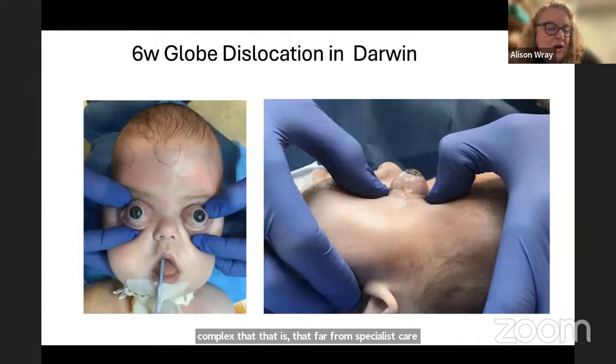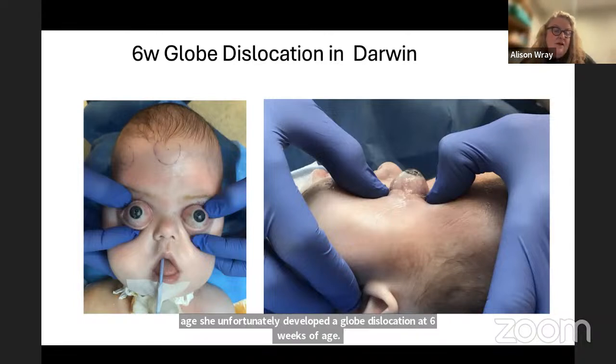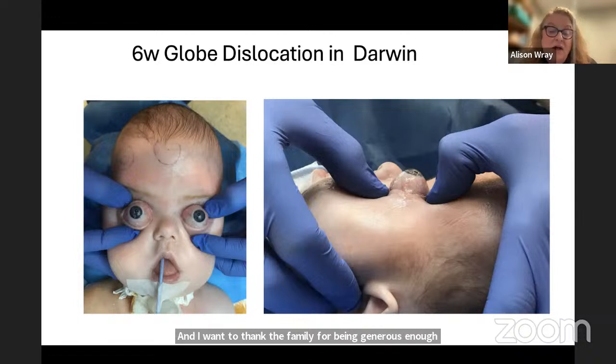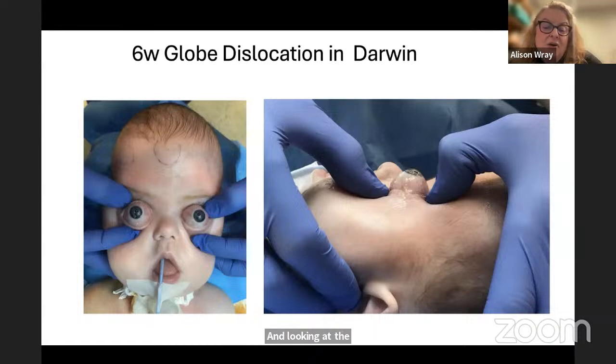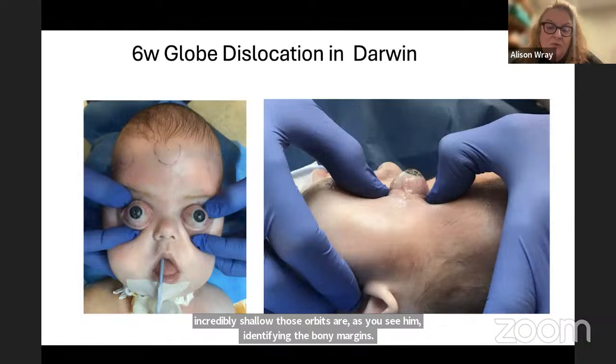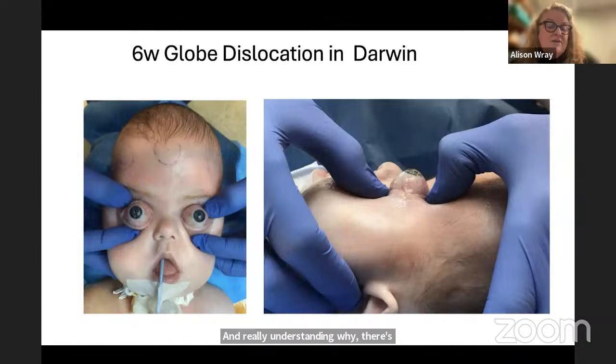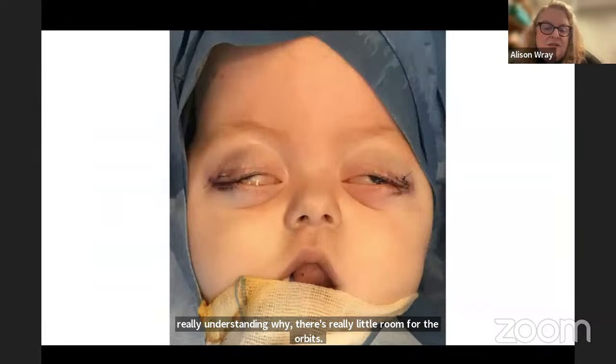And once she was stabilized and went home at 4 weeks of age, she unfortunately developed a globe dislocation at 6 weeks of age. And I want to thank the family for being generous enough to allow me to show these identifiable pictures so that you can really understand what a globe dislocation looks like. Looking at the ophthalmic surgeon's fingers there, see how incredibly shallow those orbits are as he identifies the bony margins, and really understand why there's very little room for the globe, and why they so frequently dislocate. So this was managed with a tarsorrhaphy.